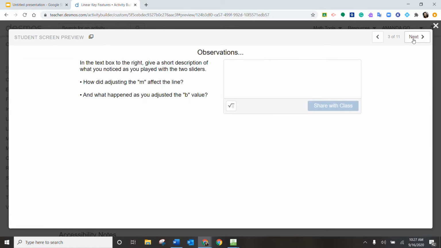So what I'd like you to do next is in here, go ahead and type away some observations that you notice whenever you change the m and whenever you change the b. Okay, so whenever you change the m, what happened to the line? What happened to the line whenever you adjusted the b value? And then once you finish typing, click Share with Class.